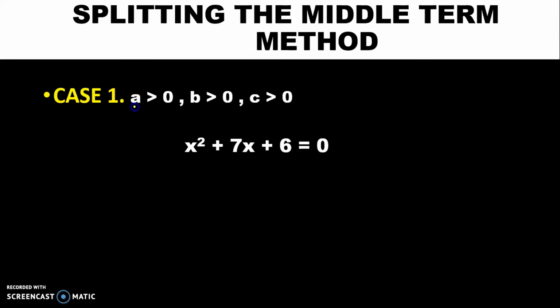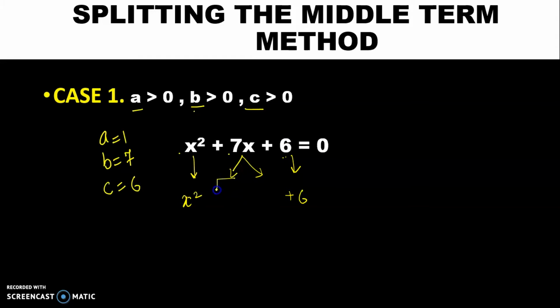In case 1, a, b and c, all these three real numbers are greater than 0. Remember that a is the coefficient of x², b is the coefficient of x and c is the constant term. In this equation, a is 1, b is 7, and c, the constant term, is 6. In this method, as it is named splitting the middle term, we will split the middle term into two numbers, but we will keep the same first term, x², and the constant term, plus 6. In place of the middle term, we will write two numbers.